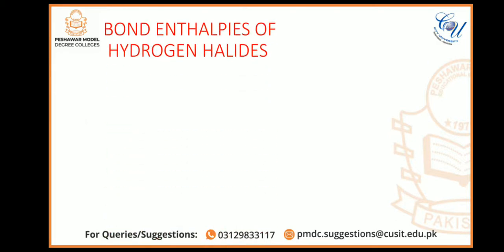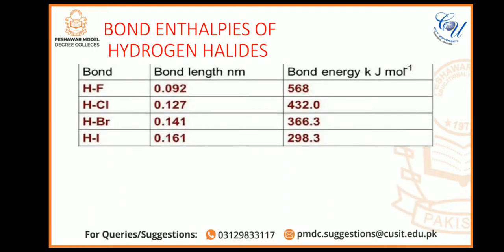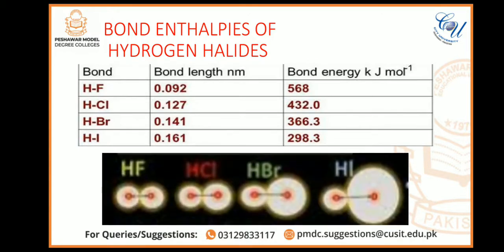Now we will discuss bond enthalpies of hydrogen halides. Bond enthalpies of hydrogen halides decrease down the group except fluorine. Here you can see that as bond length increases, bond energy decreases. So it means that hydrogen iodide is less stable.